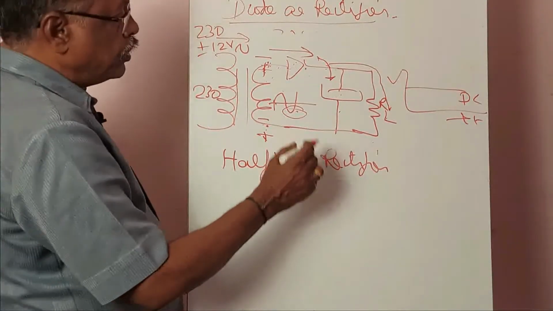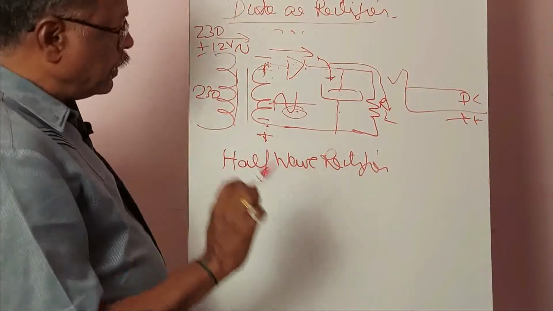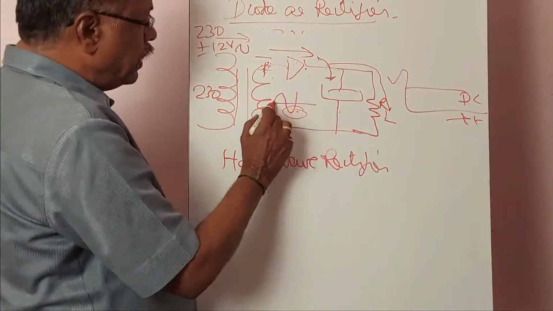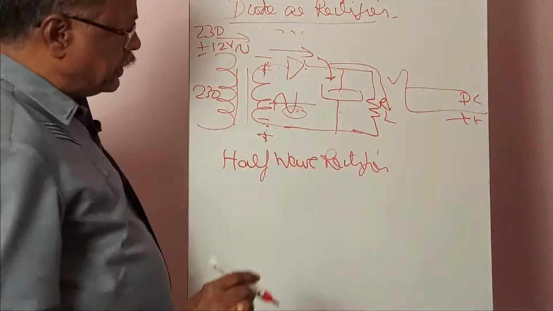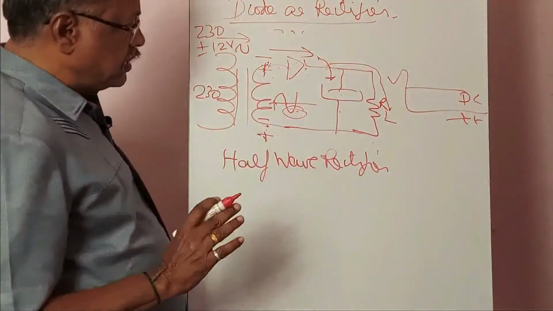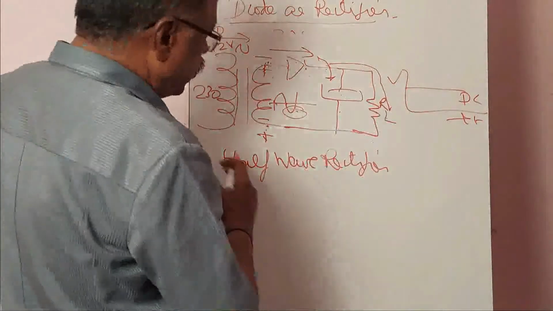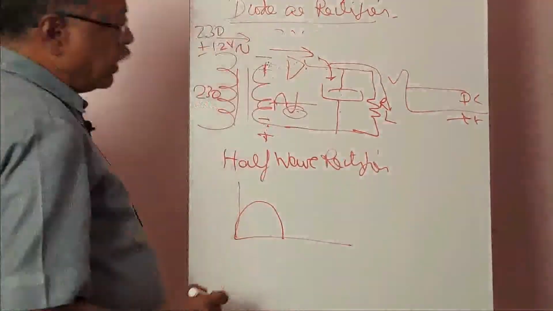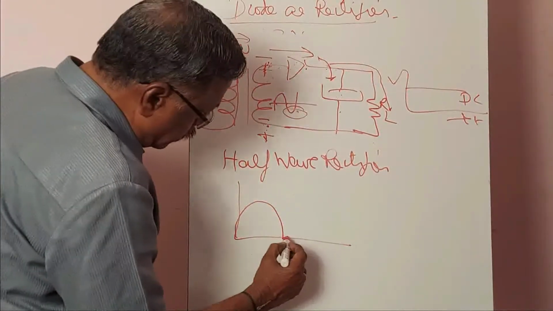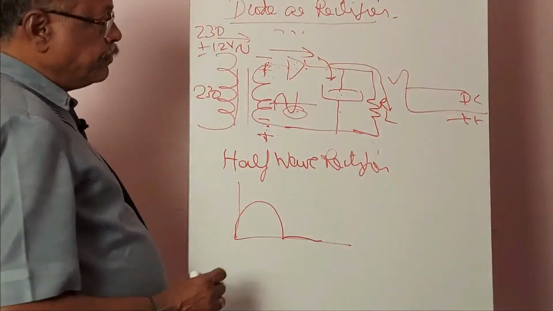Therefore, there is going to be current in one direction only through the load for the half cycle, and for the next half cycle the current is not going to be there at all in the load resistor. Therefore, the output across the load resistor is going to be like this. And then for the negative half cycle, the voltage is going to be 0.